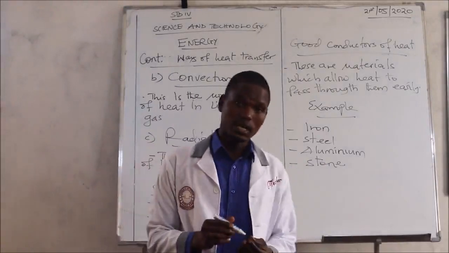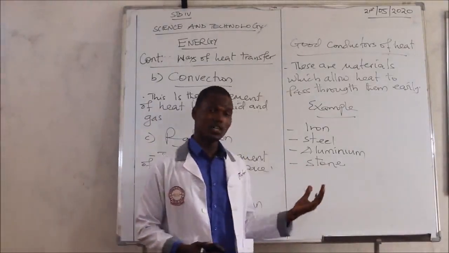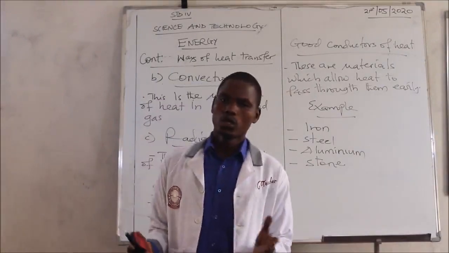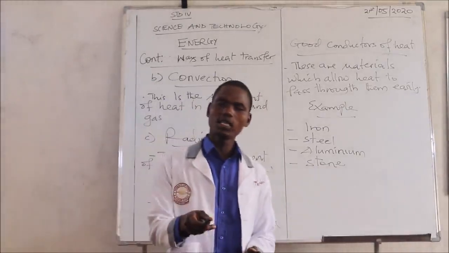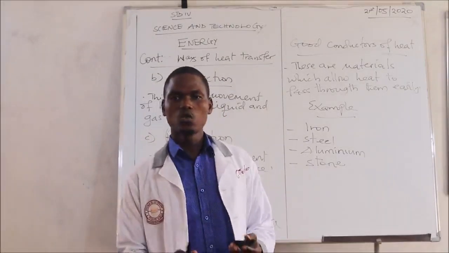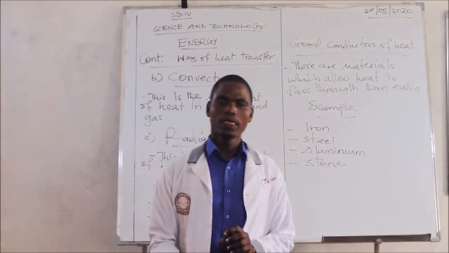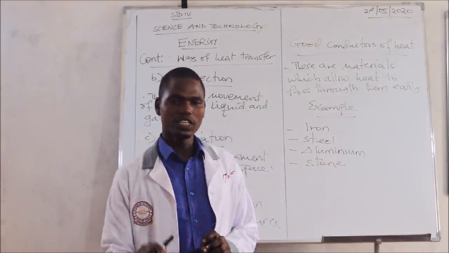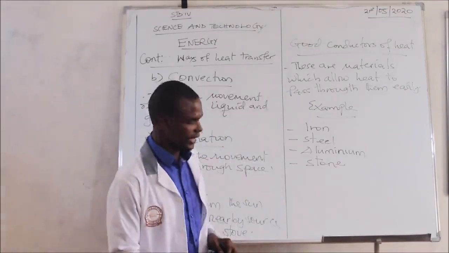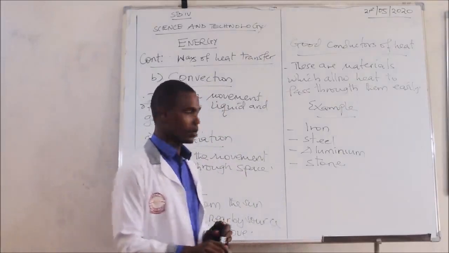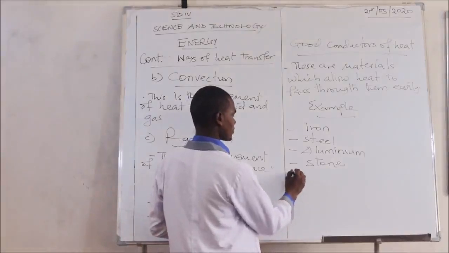Those are just a few examples of materials that allow heat to pass through them or to travel through them easily. That means when you hold them on a source of heat, it won't take much time before it travels from one point of that metal or material to the other point. Now, the second objects or materials that we're going to talk about are bad conductors of heat.